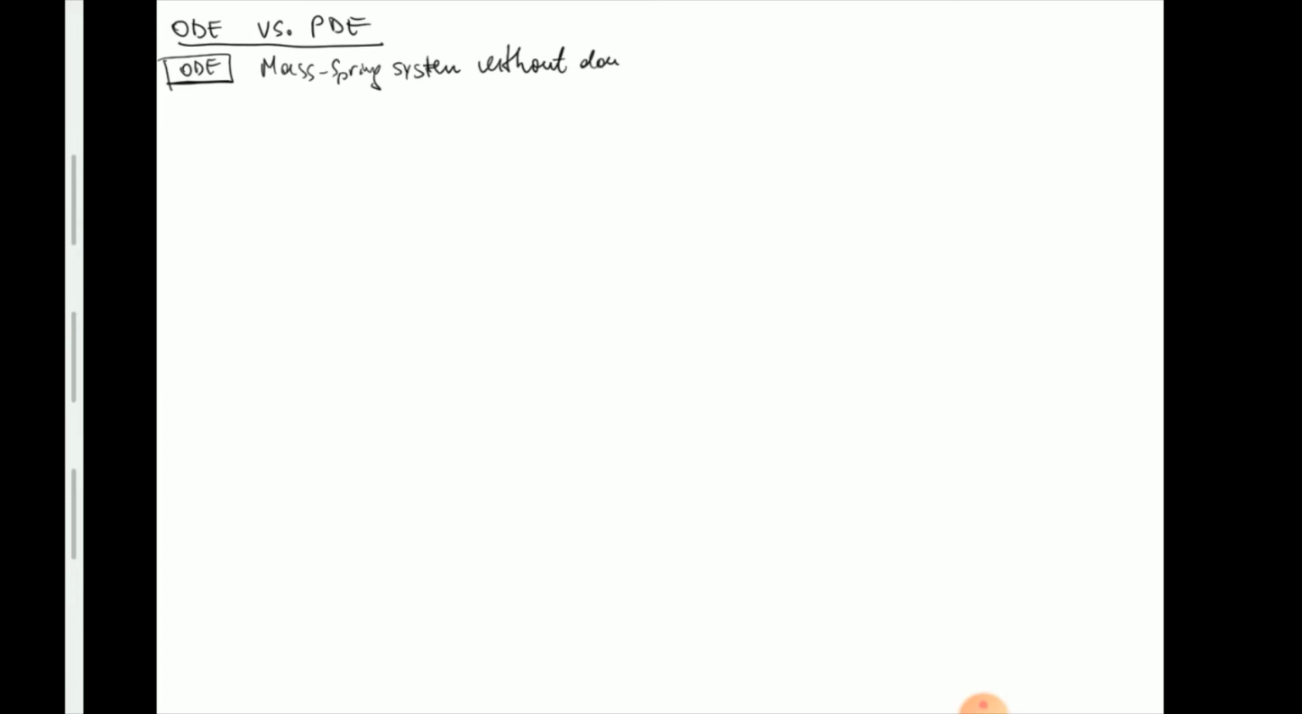Now, if you don't remember all the details at this point, you don't need to pause the video and go back to refresh yourself on the ODE system and mass spring systems, because I'm going to focus just on the mathematical aspects, but I just want to compare essentially two word problems between the ODEs and the PDEs.